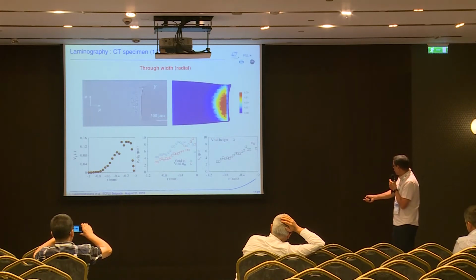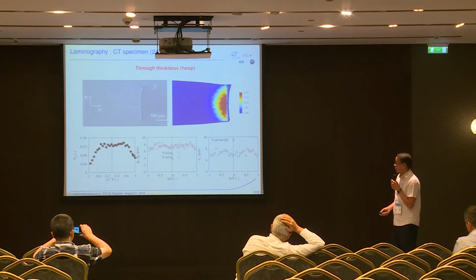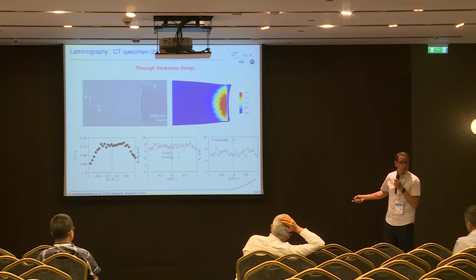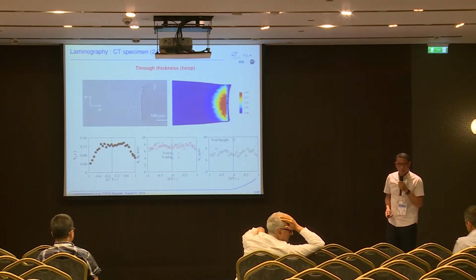We have also measured the void diameters in the two directions and the void height. The same thing has been obtained through the thickness. See, here at the location of the maximum void volume fraction, that is 2000 micrometers, right? And you can see the distribution of the void volume fraction through the thickness, and the same thing for the void height and void diameter.